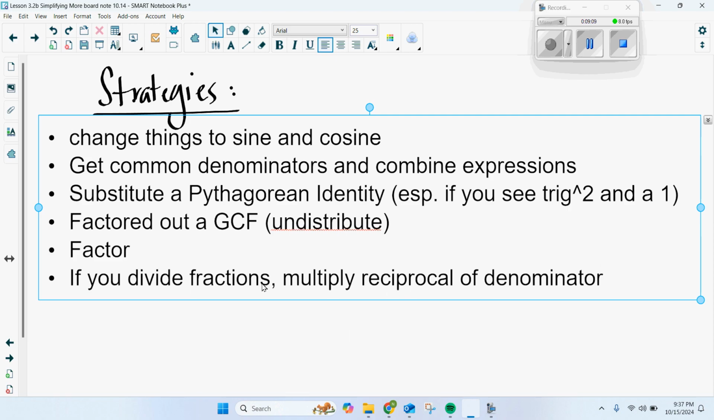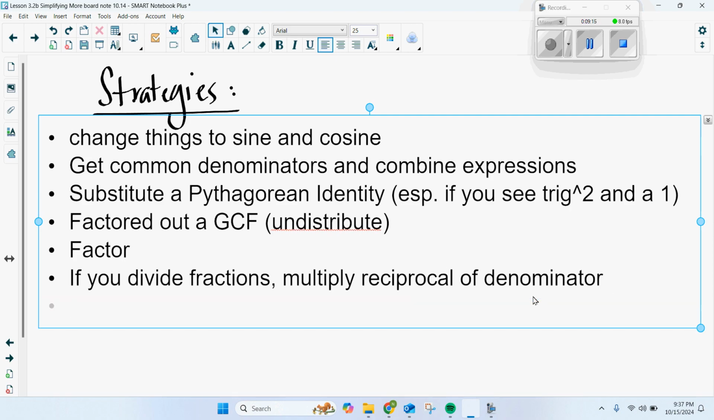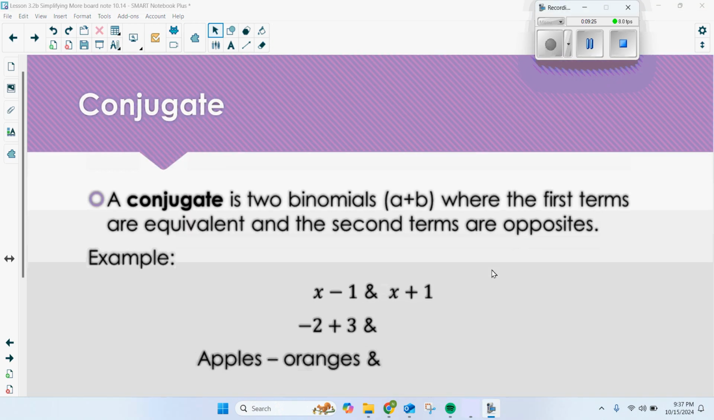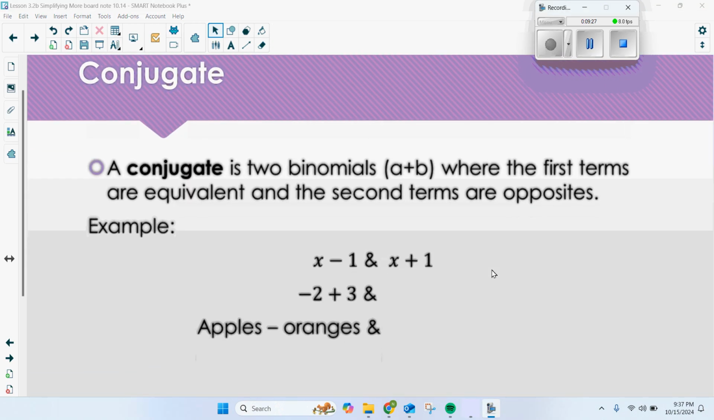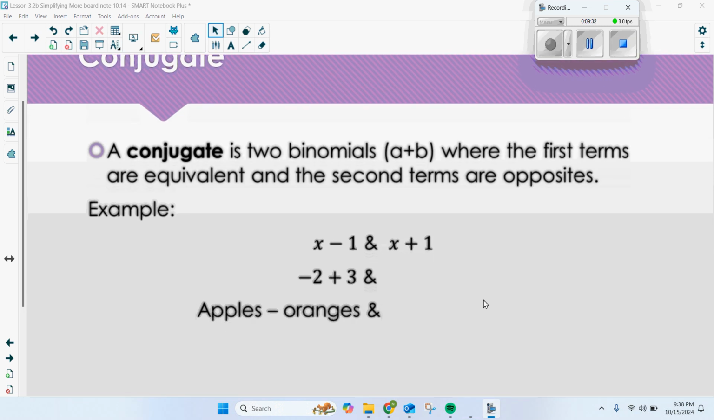This is something that happens sometimes. You might have 2 fractions being divided and you can simplify it by multiplying the reciprocal. So our last strategy is not one that I would expect you to get on your own. I would definitely need to show it to you. And it involves this thing called the conjugate. So here's what a conjugate is.